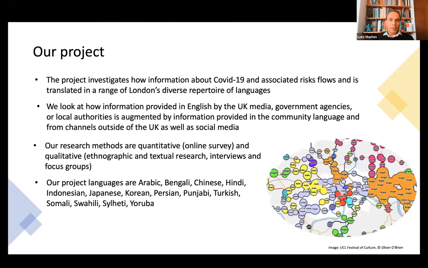So I won't go into that in too much detail, but the project investigates information about COVID-19 in London's community languages. We look at information flow, government information, informal information, both from the UK and from other places people have links to. We have both quantitative and qualitative research methods. So we did online surveys, but also lots of ethnographic and textual research, interviews and focus groups. And we have, as I said, 17 languages. There's the list of languages, including Arabic, Bengali, Hindi, as Nana mentioned earlier, but also Korean, Swahili, Sylheti, and Yoruba. So these are all prominent, if you like, SOAS languages.